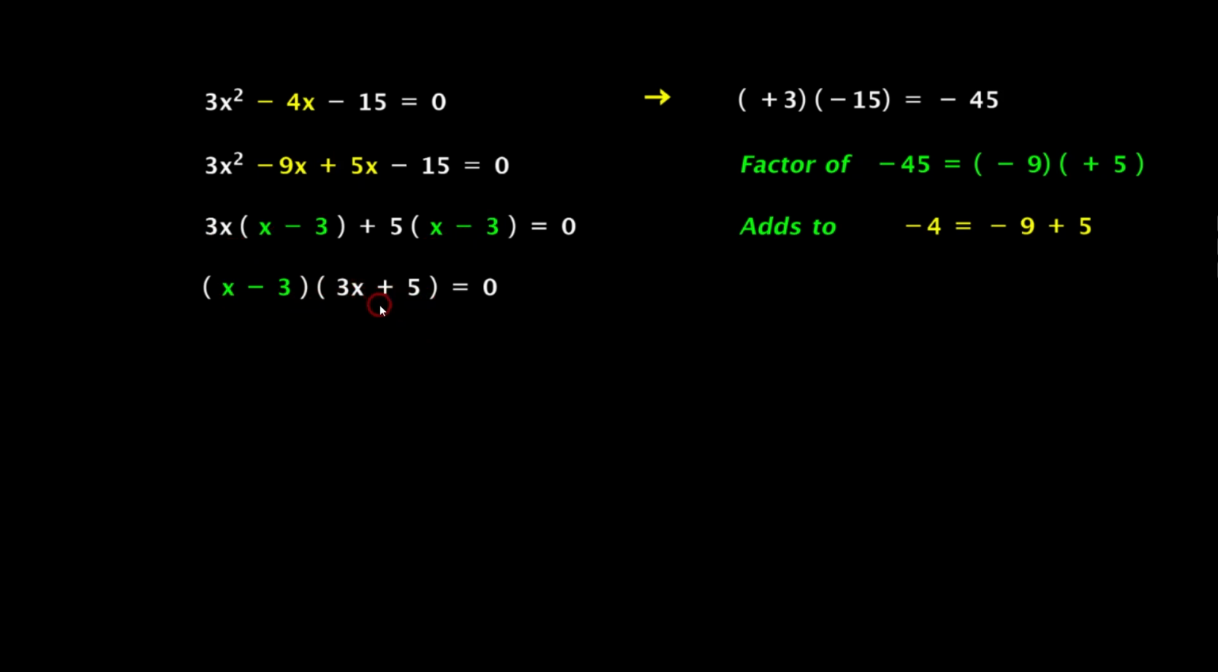Two are factored. Now, these two values multiply to 0, so either of them has to be 0. When x minus 3 equals 0, move the 3 to the other side, x equals positive 3. Or when 3x plus 5 equals 0, first of all, move the 5 to the other side, make it negative. To isolate the x, we divide the left side by 3, and we have to divide the right hand side by 3 as well. So x equals negative 5 over 3.